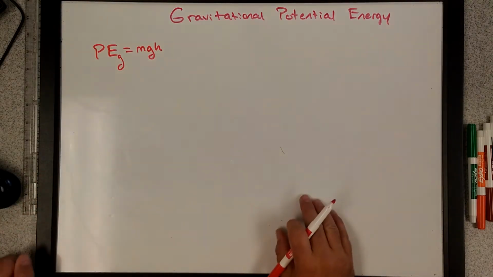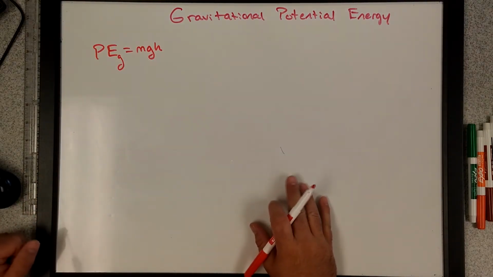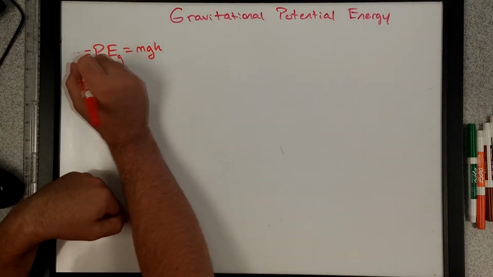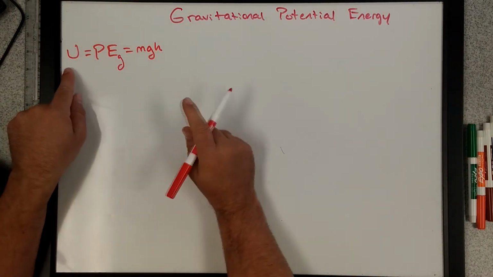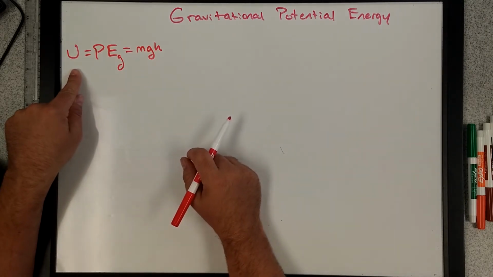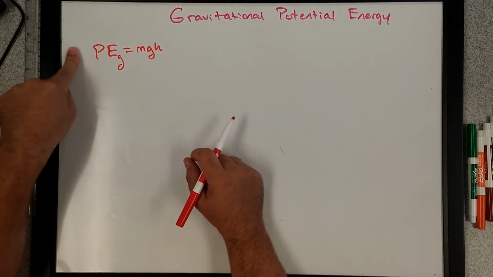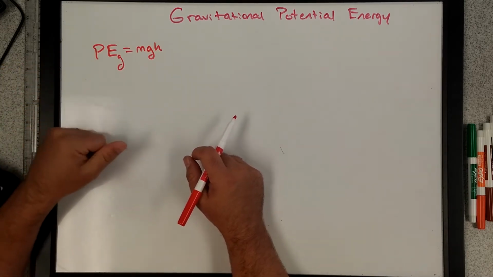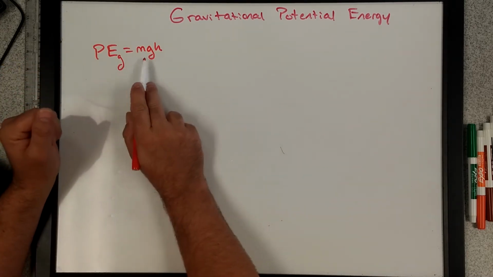Now, especially at the AP level, a lot of times you see folks replace PE with the capital letter U. Don't let that throw you off. It's just another variable for potential energy, okay? I like to stick with PE because it just makes sense. PE is potential energy. PE is mgh.